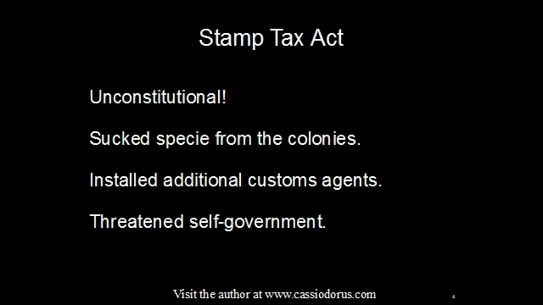Customs agents would be installed, but the problem with that was, or a problem, was that the smuggling trade was widespread and profitable. Agents would be a real pain. In addition to that, the home government had claimed that it could pass and enforce any tax it wanted on the colonies. That threatened self-government and was, you would think, the last straw.